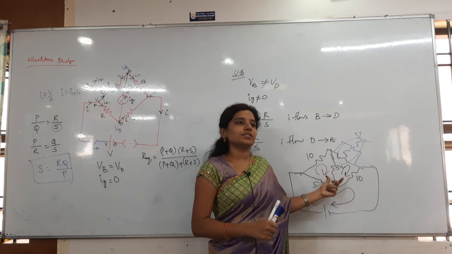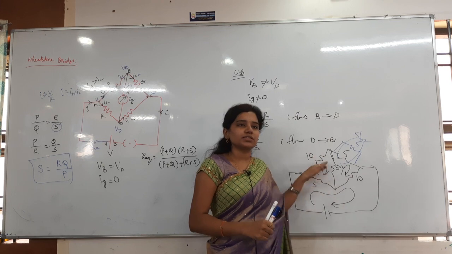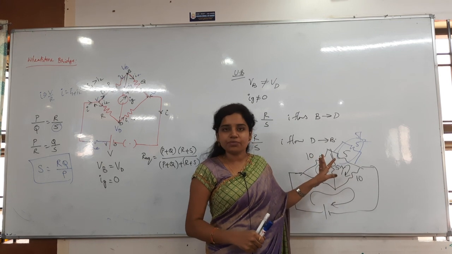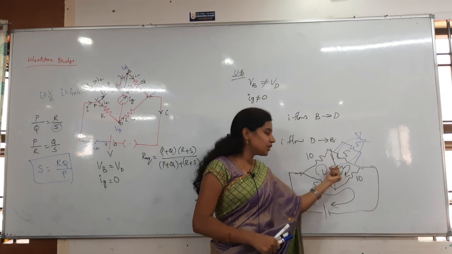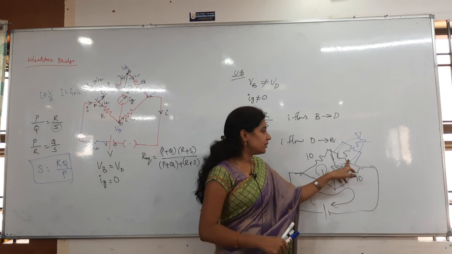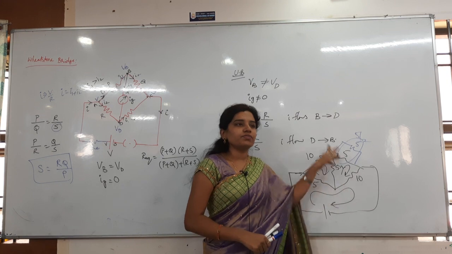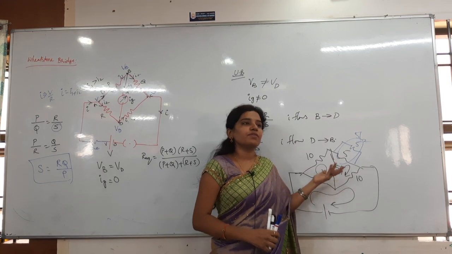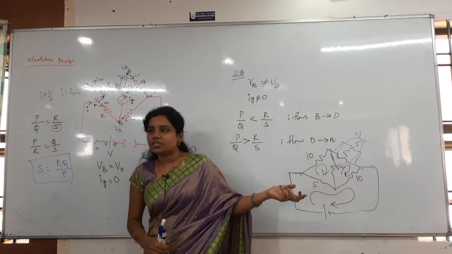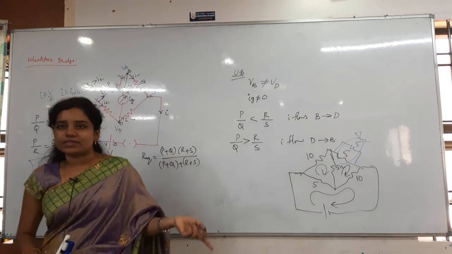If not balanced, whatever the method I said, sum of the resistance by number of resistance you have to do. If it is balanced, simply remove the middle one and add them in series. 10 plus 5 is 15, 10 plus 5 is 15, 15, 15 in parallel. So how much answer? 15 by 2, 7.5 is the answer whenever the bridge is balanced.